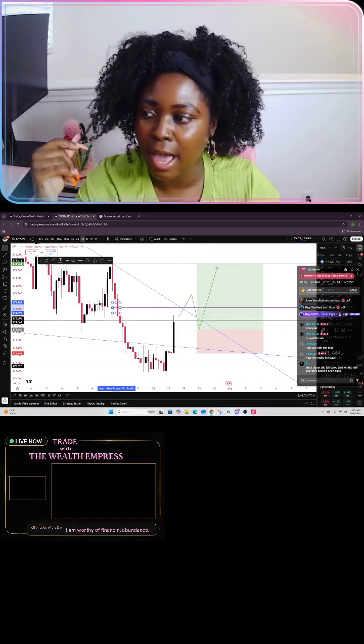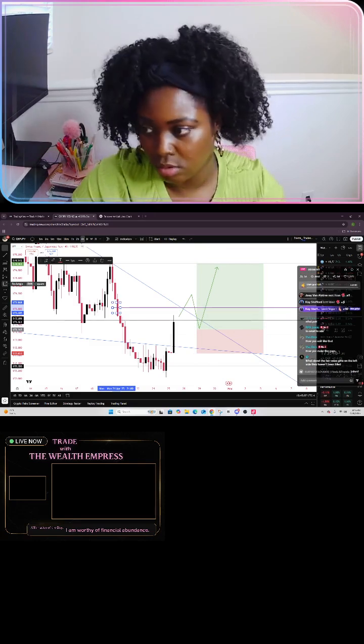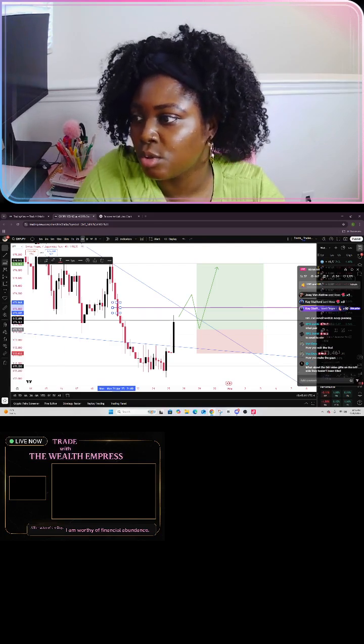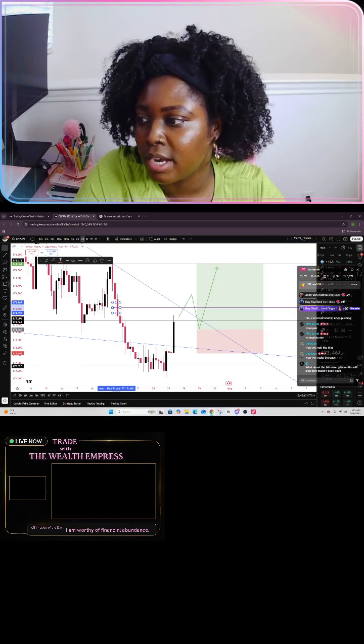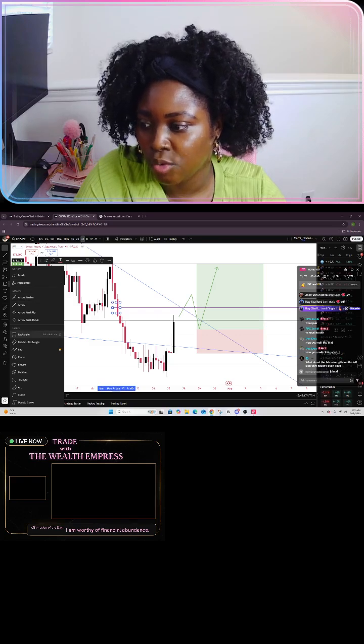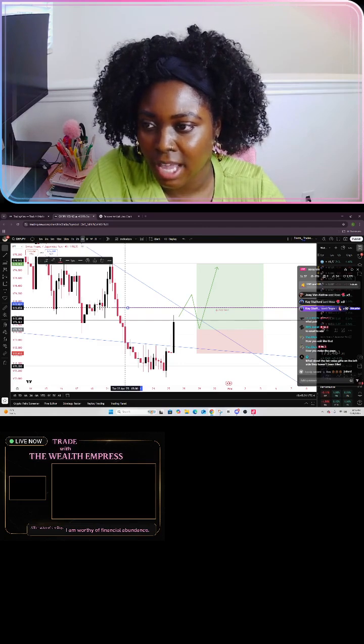How do I make the gaps? This rectangle, I use the rectangle tool. It's right over here. 1, 2, 3, 4, 5, the 6th one down, where you have your brush, your highlighter, your arrow, the rectangle tool. And then I just edit.